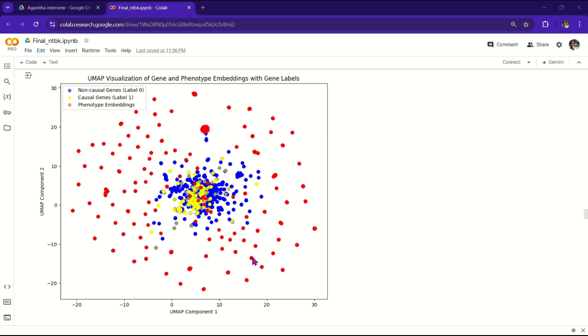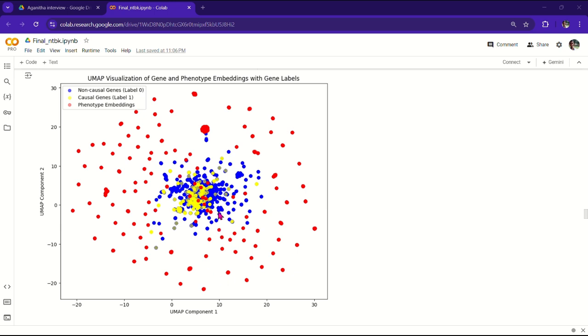Here we can see many causal genes overlapping with phenotype embedding, but these causal genes are also overlapping with non-causal genes. So, as we talked about earlier, not just one gene is affecting the phenotype; many genes together affect the phenotype, and maybe certain genes are contributing more to it. This is the case here. In this area, at the center of the cluster, we can see many genes together acting on the phenotype, but certain genes are acting more.